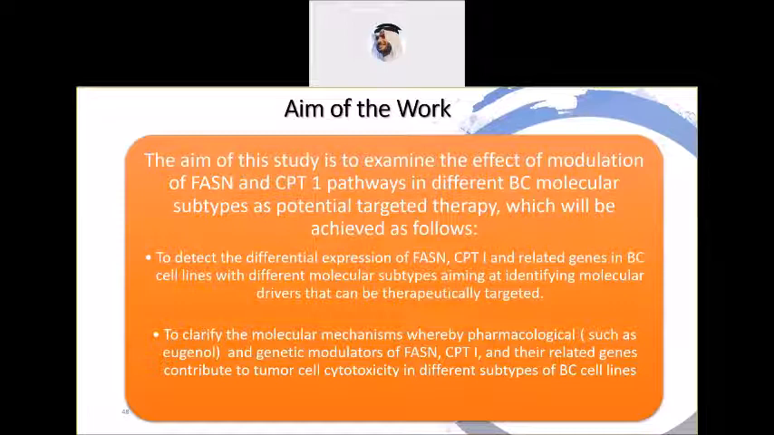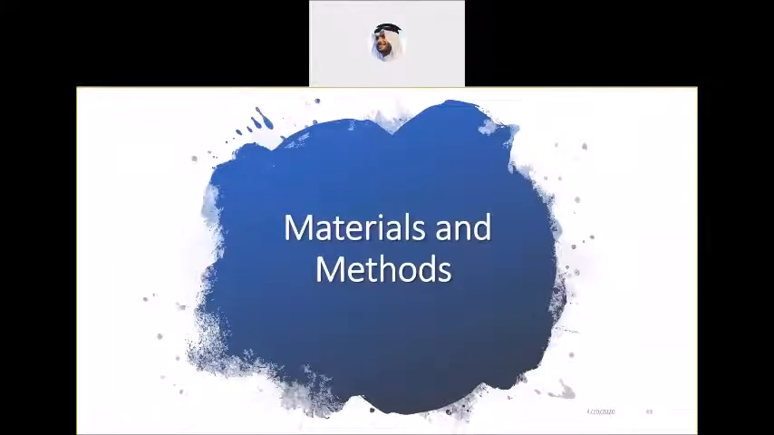Also, to clarify the molecular mechanisms whereby the pharmacological modulator, such as eugenol, and the genetic modulators of FASN, CPT1, and their related genes contribute to tumor cell cytotoxicity in different subtypes of breast cancer cell lines. Now I want to shift to the materials and methods.